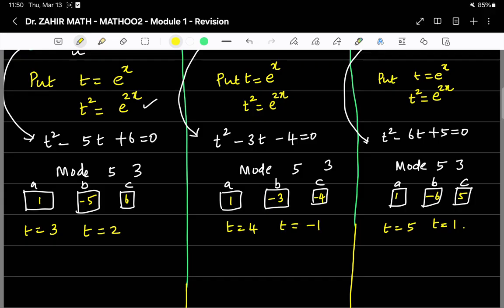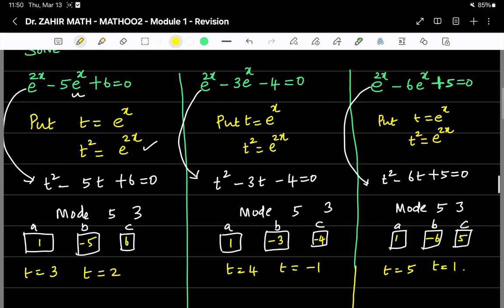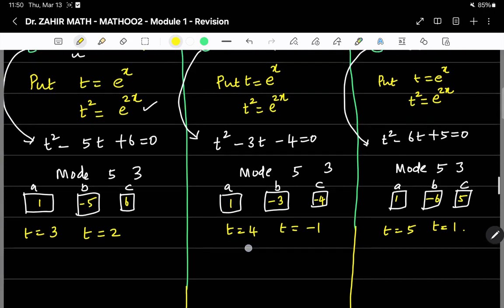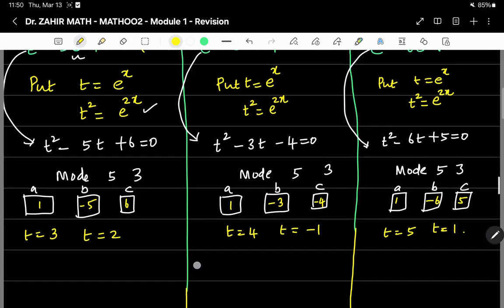No. T we substituted. So your answer should come as x is equal to, right? Because the equation is in x, your answer should be in x. Keep in your mind, in terms of x.